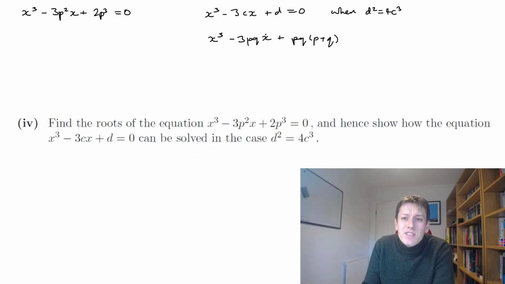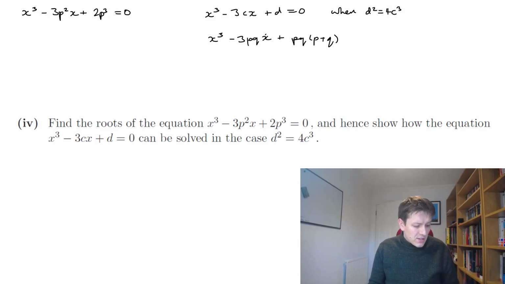So the last part of this question just asks us to fill in the gaps about this case where d squared equals 4c cubed, and if we were paying attention earlier, we noticed that's exactly the case where p equals q. If you take p equals q in the original equation, then this just becomes x cubed minus 3p squared x plus p squared times 2p, so that's plus 2p cubed. So the equation they're asking us to solve here is exactly this case where p equals q. The method of this question doesn't work for this case.